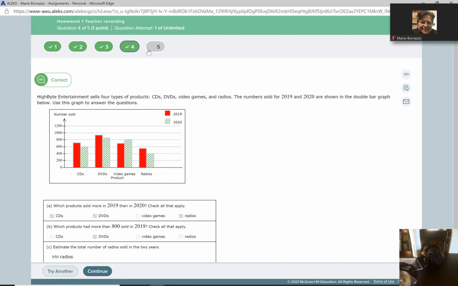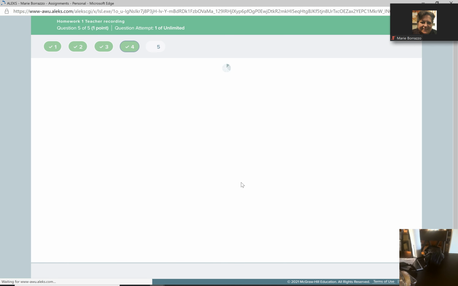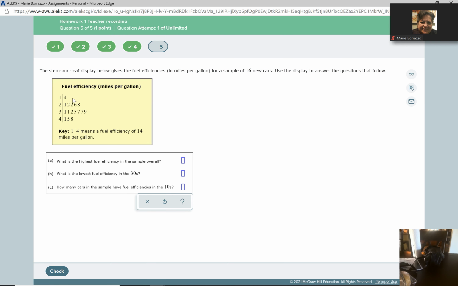Okay. And lastly, number 5, let's see what we have for question 5. I want you to understand this is a stem and leaf plot. The stems that we have are 1, 2, 3, and 4. These are leaves. They're all in order. So we call this an ordered stem and leaf. When they ask you this question, notice they say that there are 16 new cars. So you have 14, 21, 22, 22, 26, 28, 31, 31, 32, 35, 37, 37, 39, 41, 45, 48.